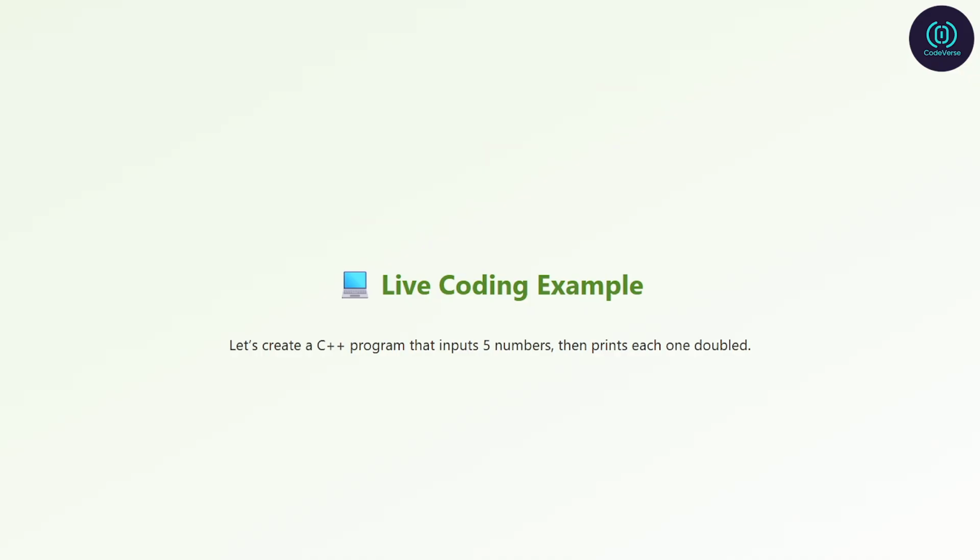Alright, time to see arrays in action with a real coding example. Let's write a small C++ program that does the following. It creates an array of 5 integers. It lets the user input the 5 values. Then it loops through the array and prints each number, doubled. Let's go step by step.